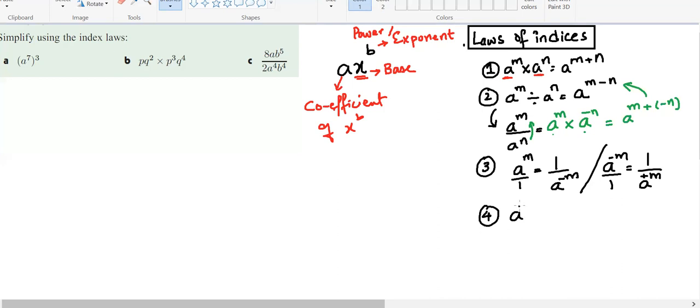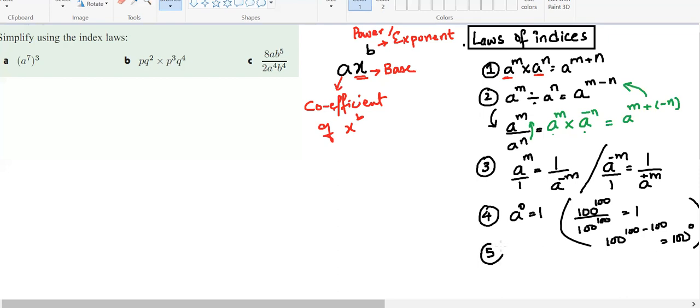Any number to the power 0 is 1. You can see that if it is 100 to the power 100, let's say, and you divide by itself, you do get 1. And if you apply the laws of indices, look at rule number 2, 100 to the power 100 minus 100. So any number to the power 0 results in 1.